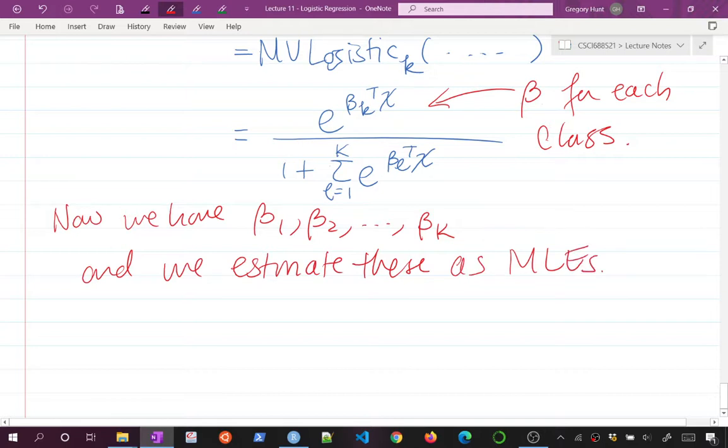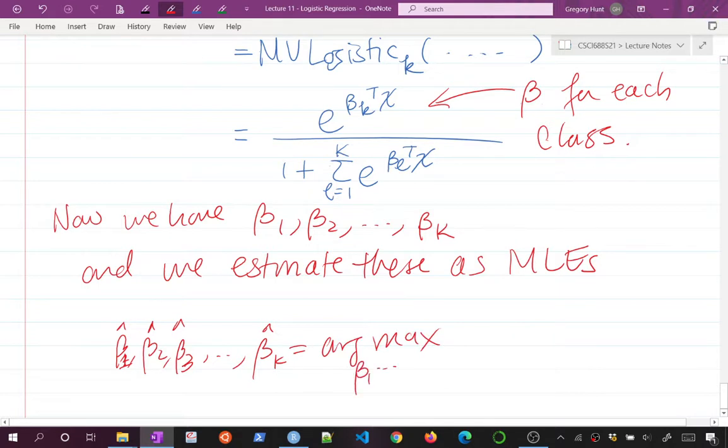So it's a complicated maximum likelihood problem, because now we have beta 1 hat, beta 2 hat, beta 3 hat, all the way up to beta k hat, which is all of these betas that maximize this whole big likelihood function, which is a function of all of my betas for each of the k classes.